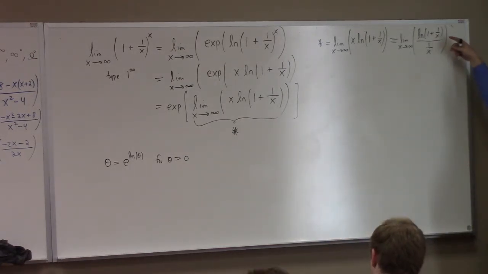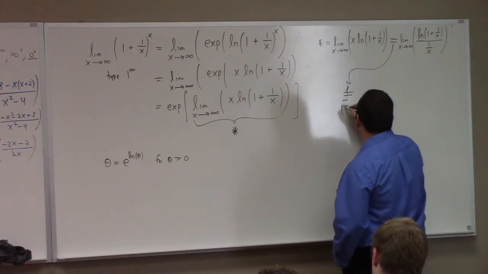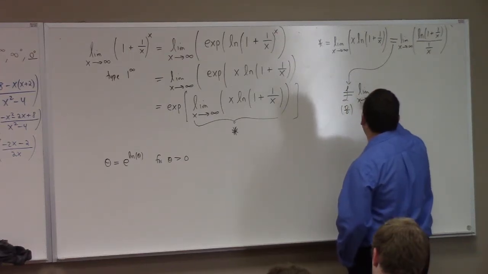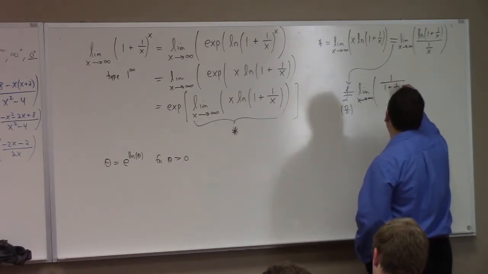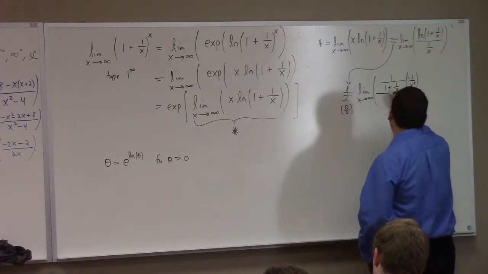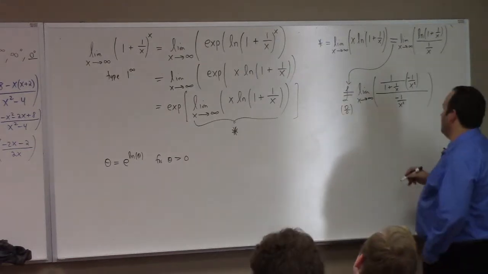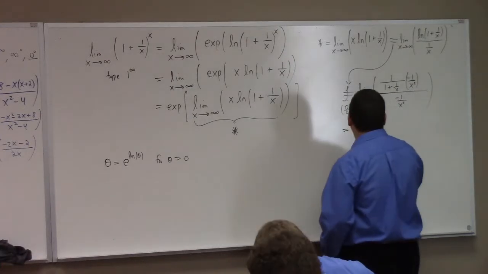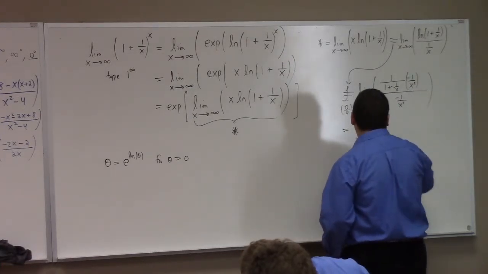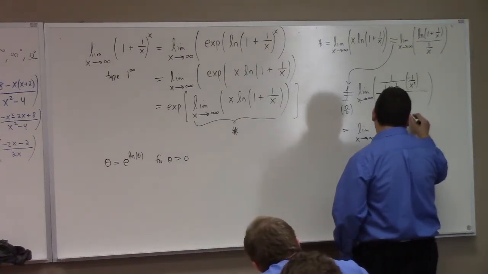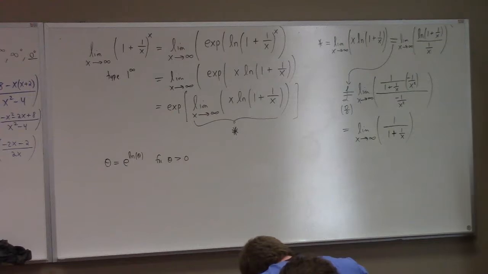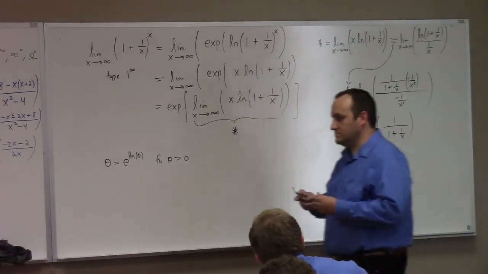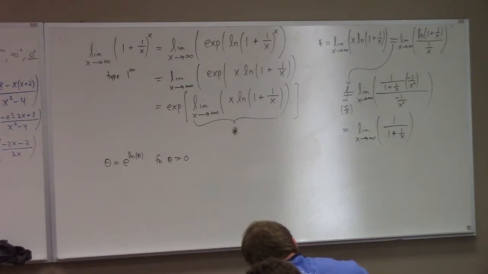Now, the reason I did this is what? As x goes to infinity, what happens upstairs? It goes to 0. Downstairs goes to 0. So by L'Hopital's rule, type 0 over 0, we get 1 over 1 plus 1 over x times minus 1 over x squared by the chain rule, divided by minus 1 over x squared. The minus 1 over x squareds cancel, and we're left with the limit as x goes to infinity of 1 over 1 plus 1 over x, which is just 1.